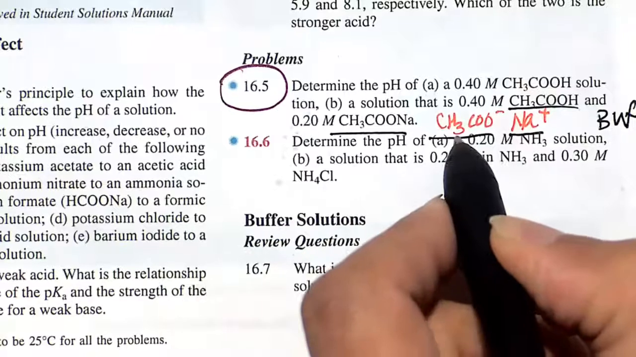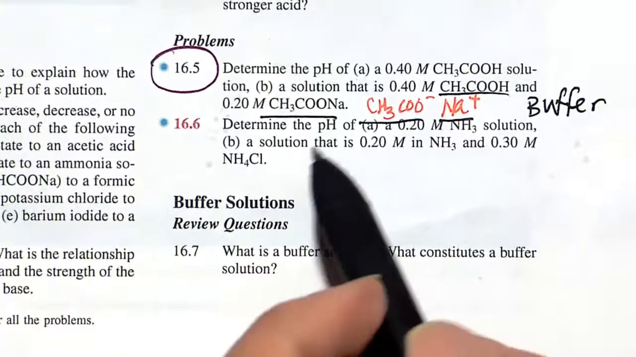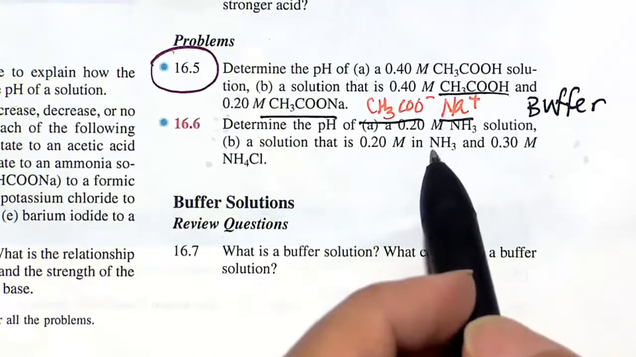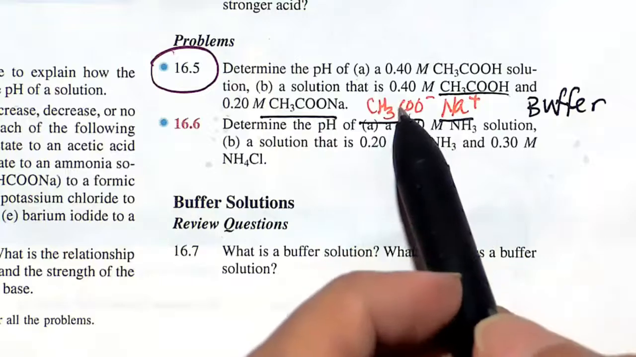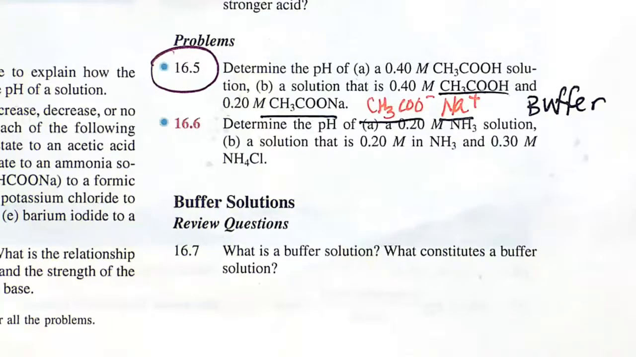Sodium acetate is the acetate ion and sodium ion separately in water. But anytime you have the combination of the acid and conjugate base, we call that a buffer. So part A is just a simple ice table that we've been doing so far in the class. So let's go ahead and solve for part A. And then with part B, it's very simple.